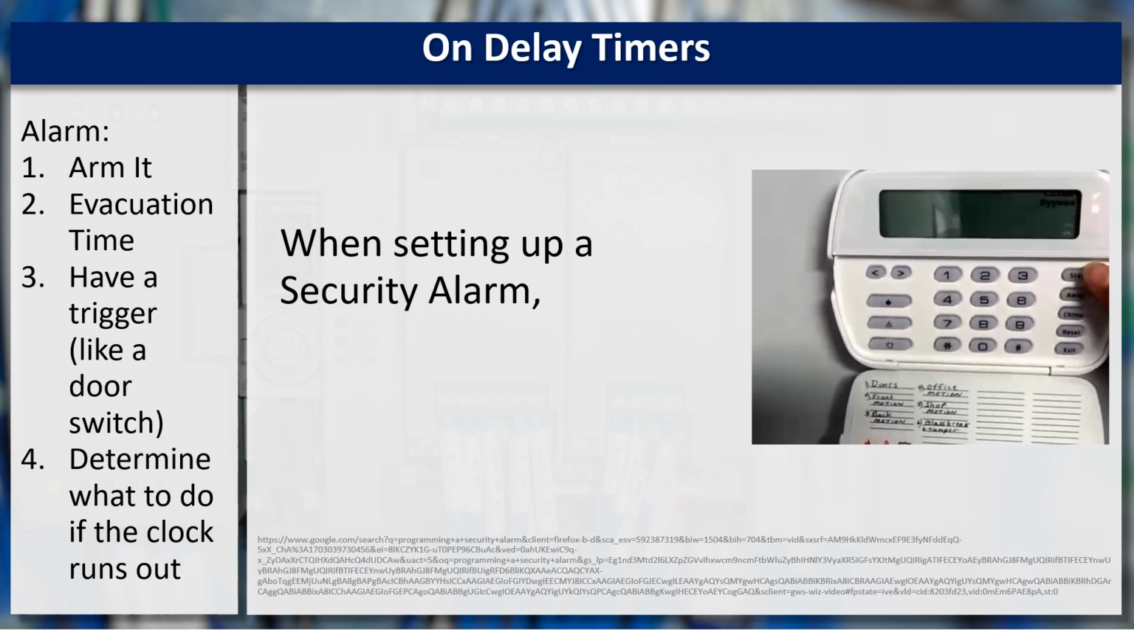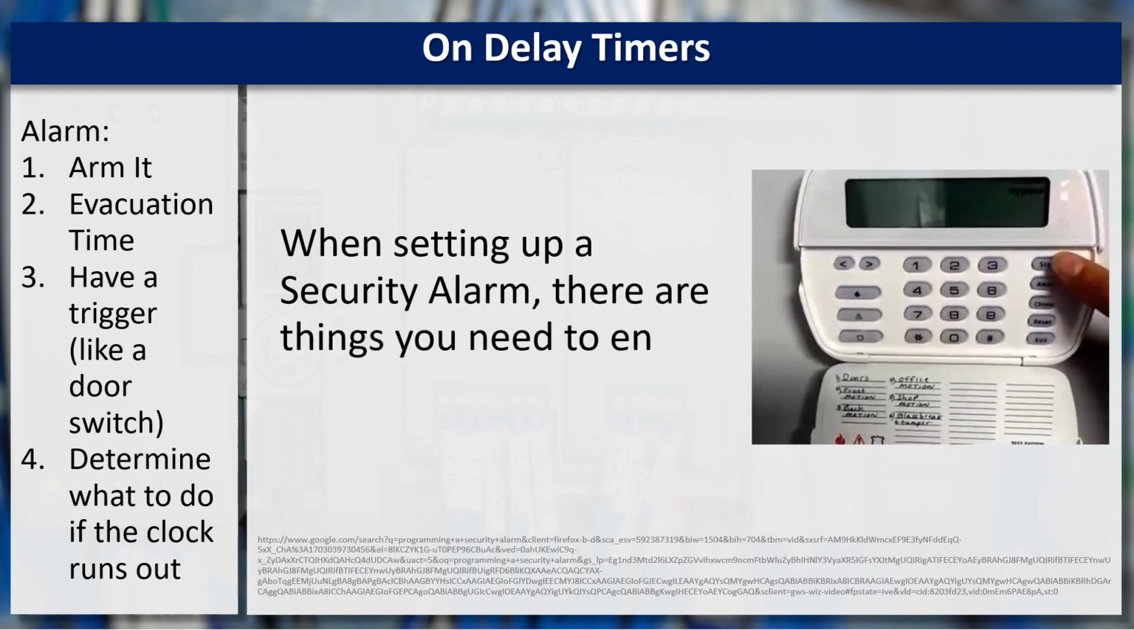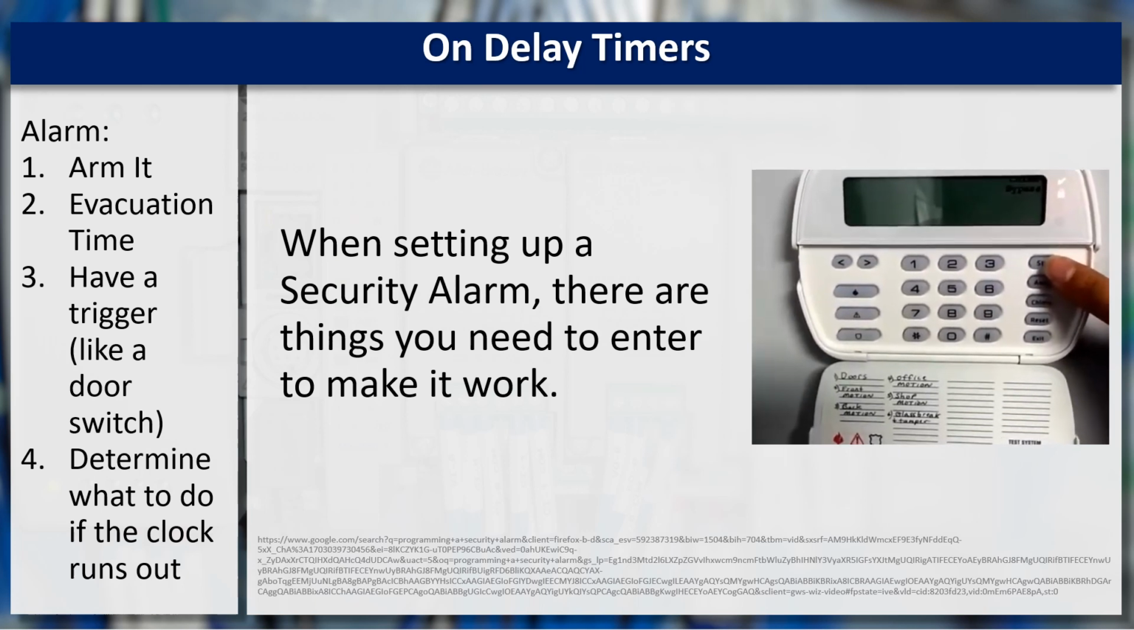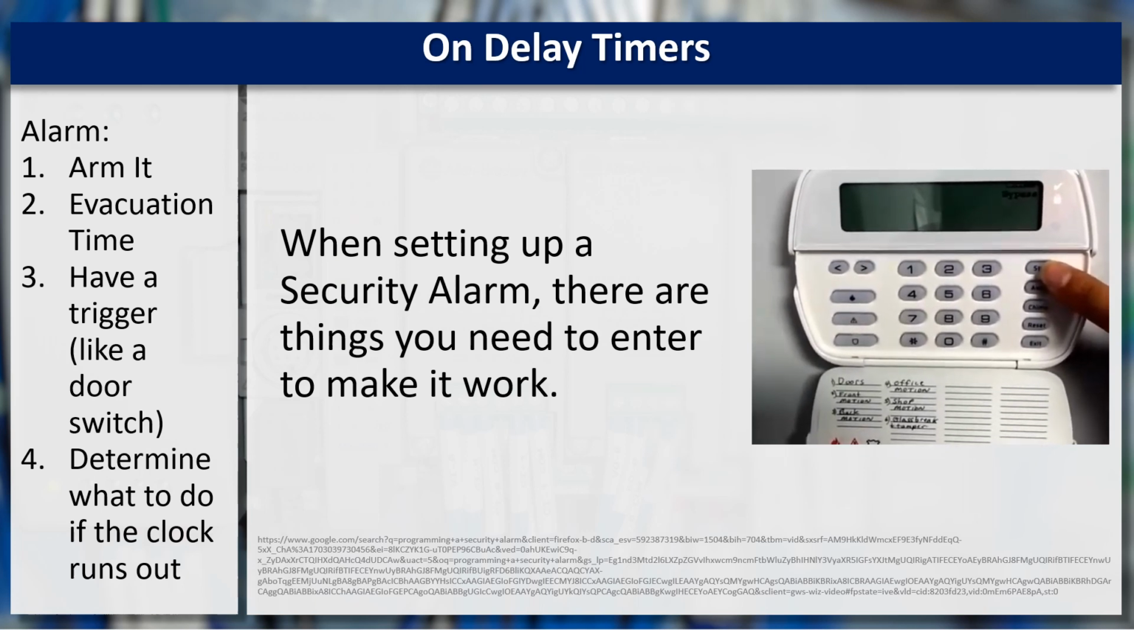Getting back to our security system, when you're setting up a security alarm, there are things you need to enter to make it work. First, you have to arm it. Second, you have to have a programmed evacuation time to give yourself time to leave without tripping it yourself. Third, you have to have a trigger like a door switch or a window switch or a motion detector. And fourth, you've got to figure out what to do if the clock runs out. If someone should trip the switch after you've left, how much time do you get before the alarm goes off or it calls the security company? All of those things have to be entered into the security system.